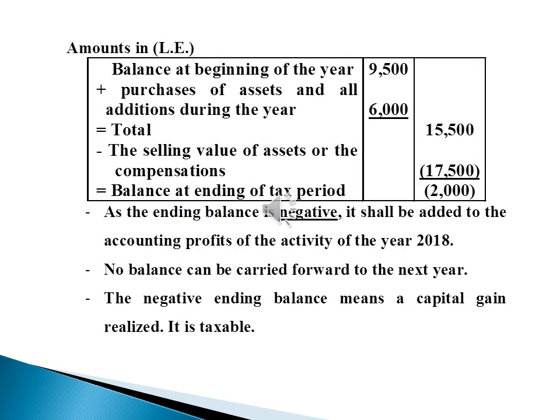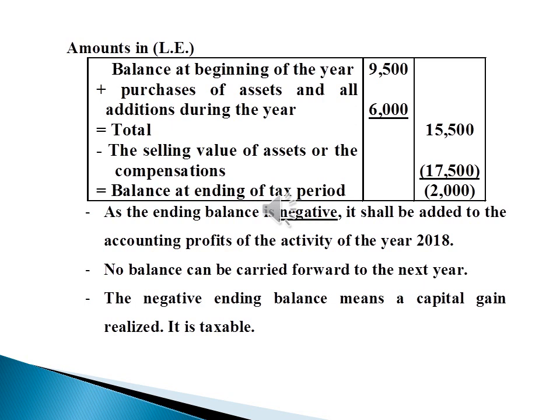Answer. Amounts in livres Egyptian. Balance at beginning of the year that shifted from the preceding year 2017: 9,500, plus purchases of assets and all additions during the year 6,000, total 15,500, minus the selling value of assets or the compensation negative 17,500. Then the ending balance is negative 2,000.